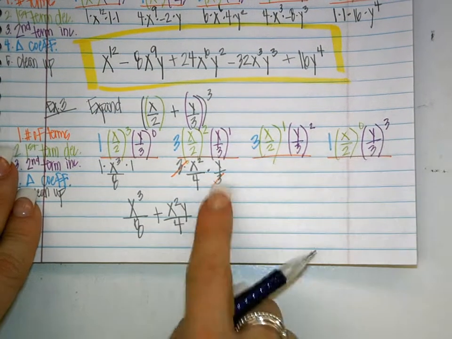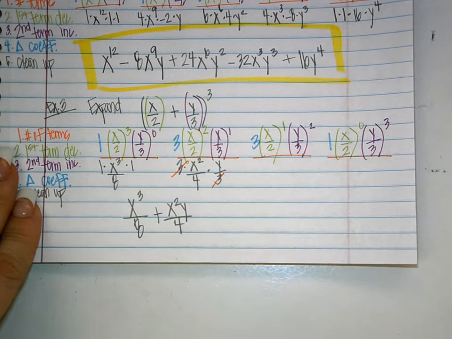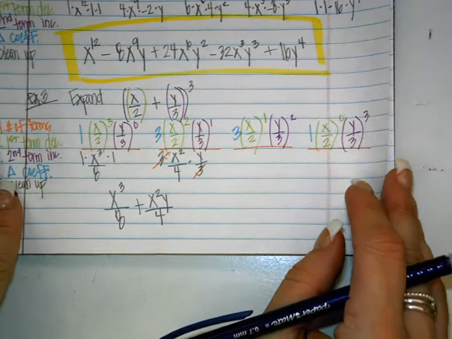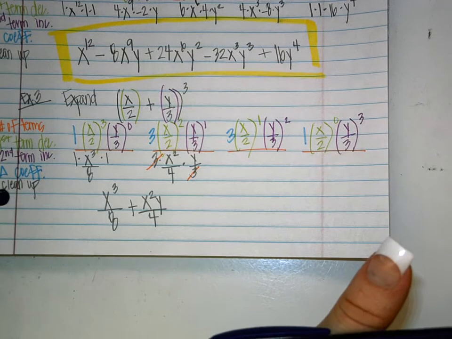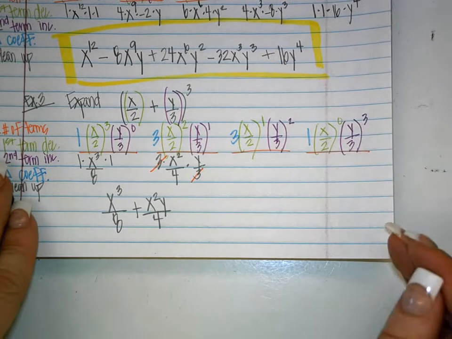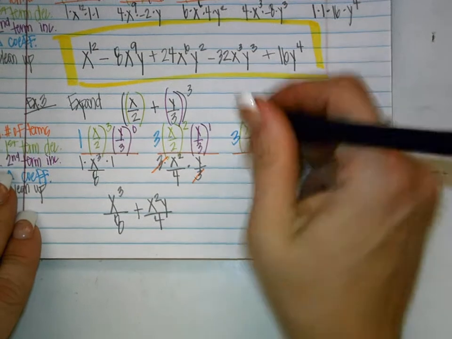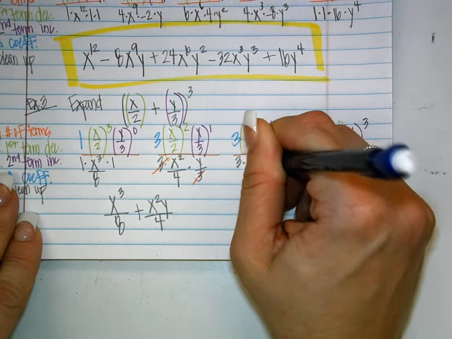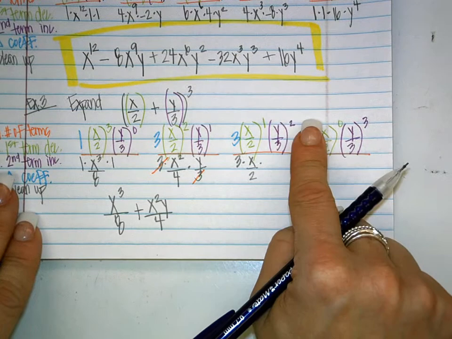Okay, so these just multiply together. It's nothing different. So you want to try to cross-reduce if you can. And if you can't, you just multiply the tops together, multiply the bottoms. If you don't see that you can cross-reduce, you can always take an extra step to reduce later. Then here, this is 3 times x over 2 to the first, which is just x over 2. y over 3 squared would give you what?